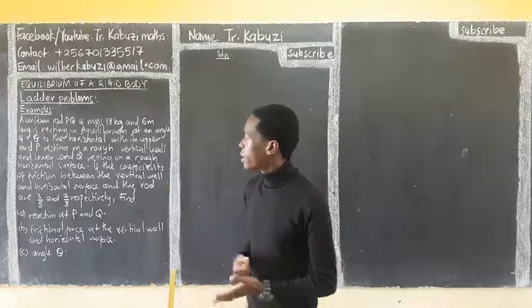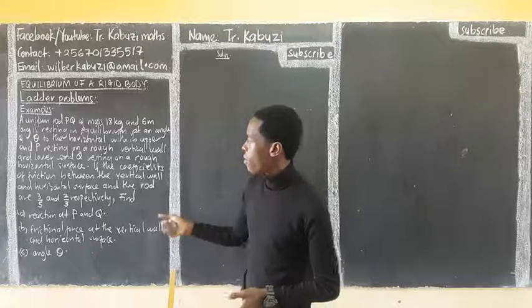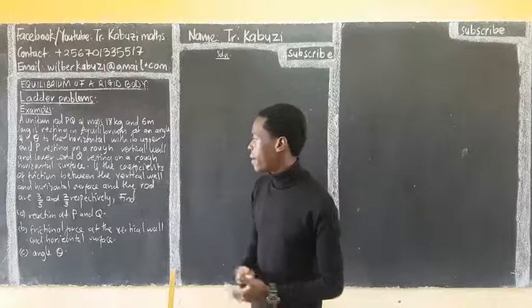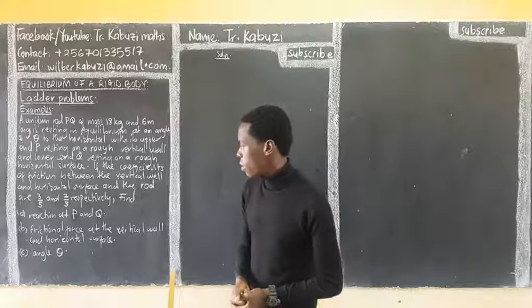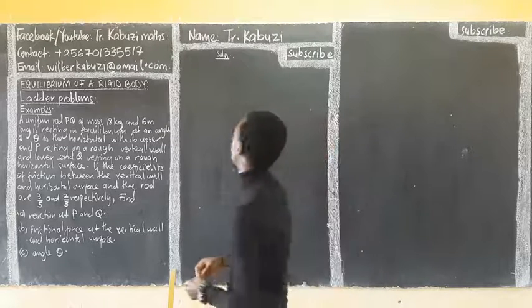Whenever I hear the word surface, rough, it means we expect some friction. If the coefficients of friction between the vertical wall and horizontal surface and the rod are 3/5 and 2/3 respectively, find the reaction at P and Q, and then the angle theta. So start with a sketch.